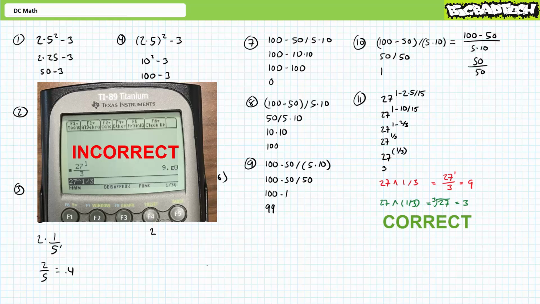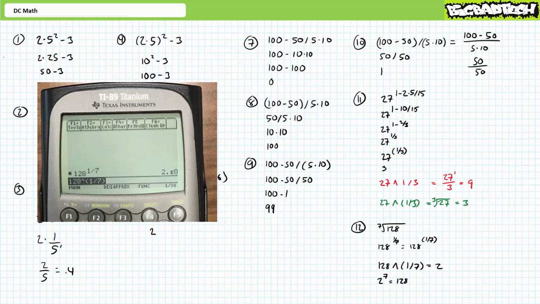If you want to solve for the cube root of 27, you have to enclose 1/3 in parentheses. 27 caret parentheses 1 divided by 3 close parentheses yields a correct result of 3, the cube root of 27. Again, the calculator always uses the order of operations. Check your work on the left-hand side to make sure that's the expression you wanted.